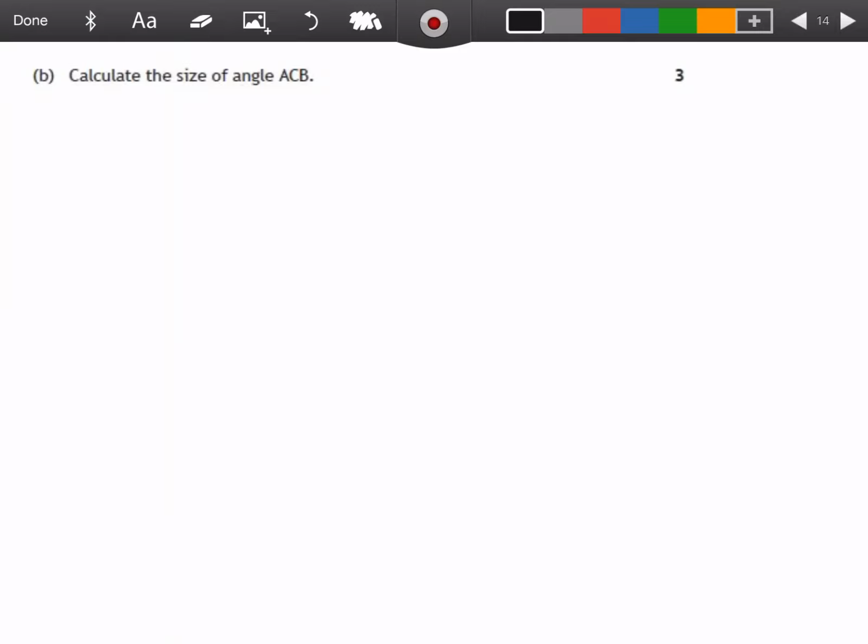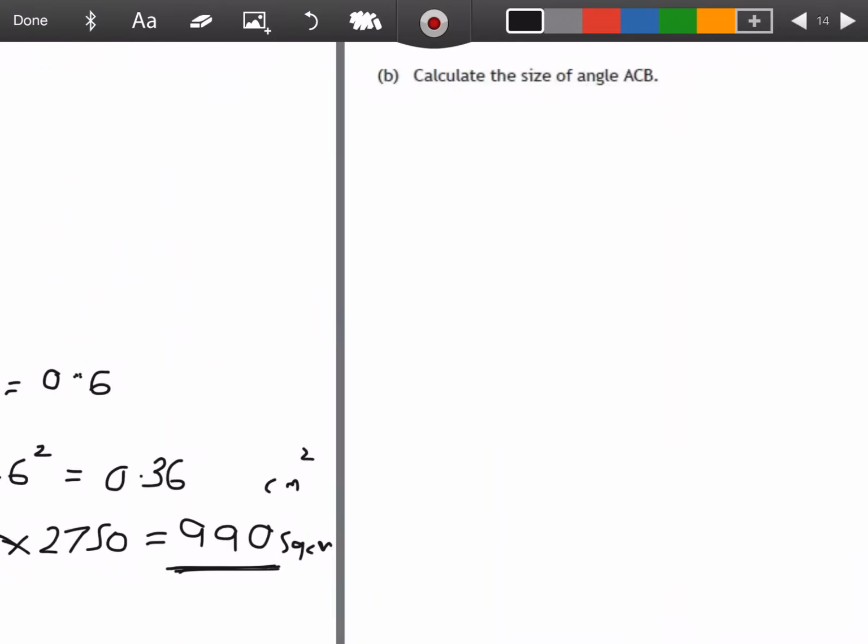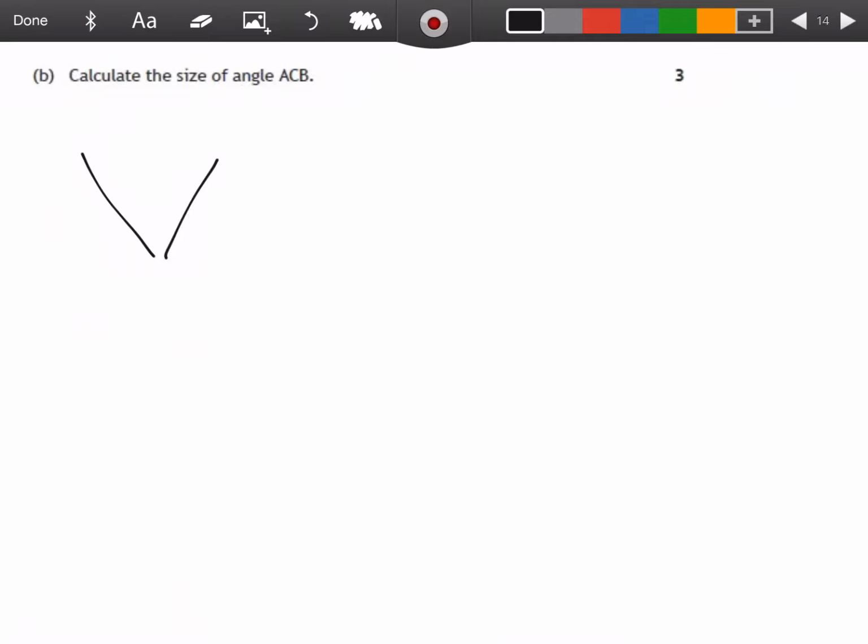Right, part B. There is a part B to this. Calculate the size of angle ACB. Right, where is angle ACB? ACB. Oh, right, okay. I'm going to sketch that wee shape out.